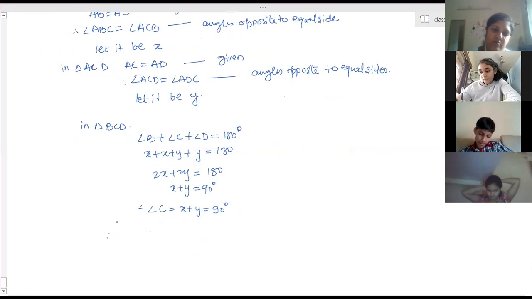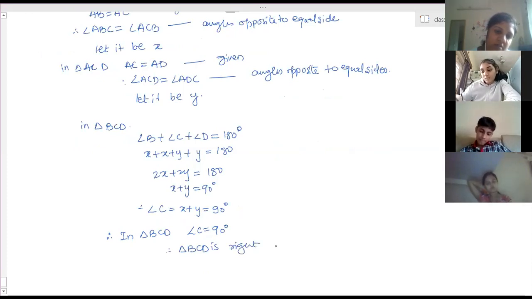So therefore in triangle BCD, angle C is 90. Therefore triangle BCD is a right triangle.